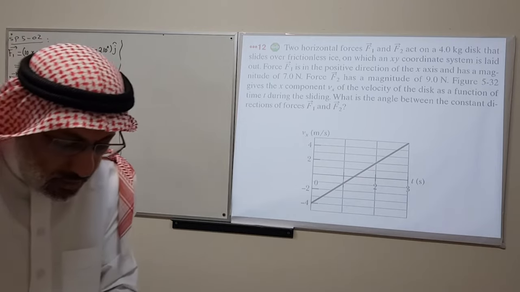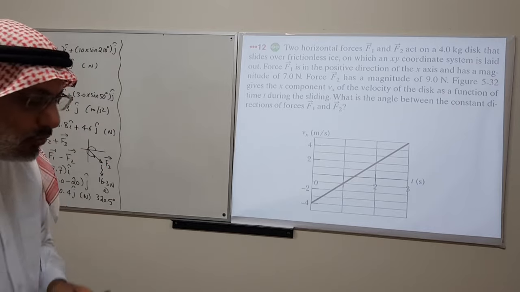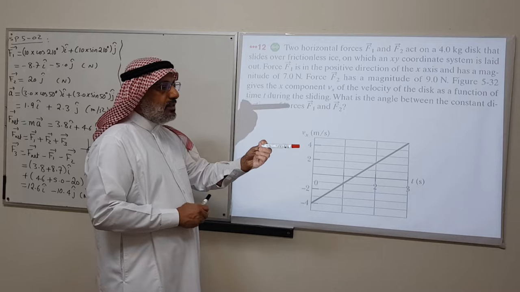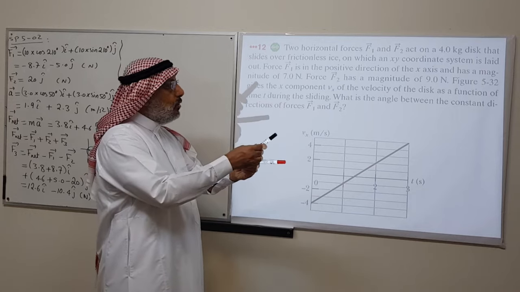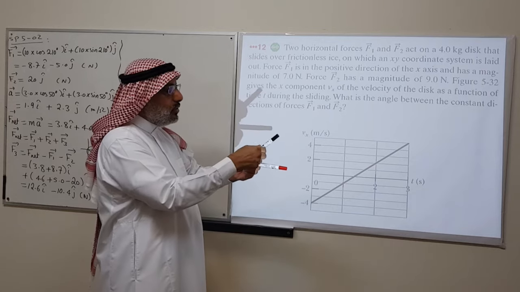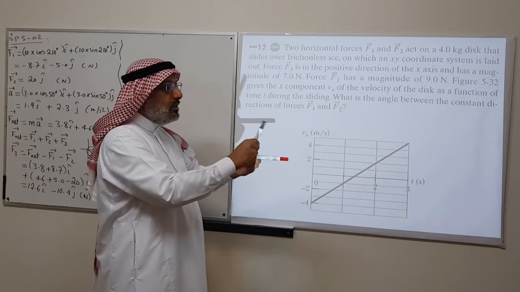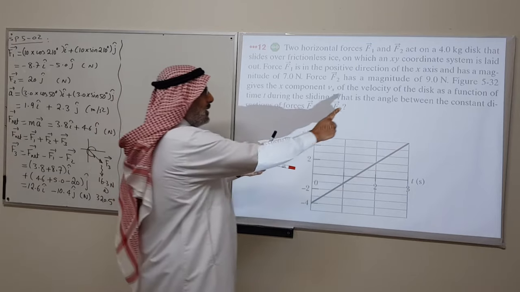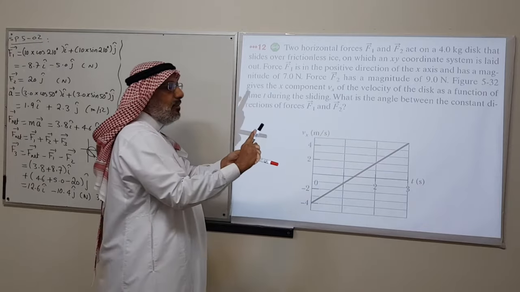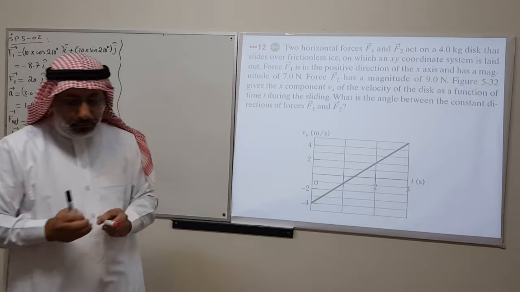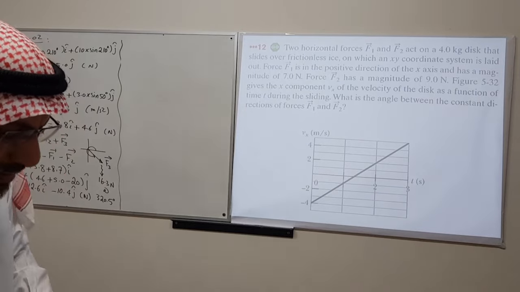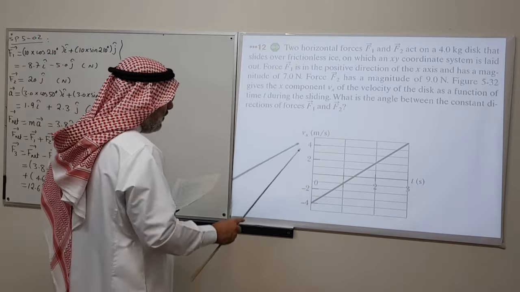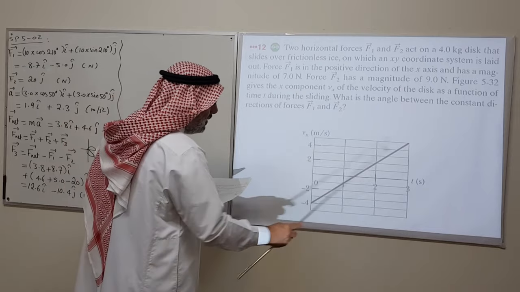So the situation here is like this. We have two forces acting on the object. One of them is along the x-axis. The other one, we know that it has a magnitude of 9 newtons, but we don't know its direction. It could be anywhere. And what we want to find is the angle made by the second force. So we will first deal with the graph. What do we have with this graph? We have a graph of V versus T.